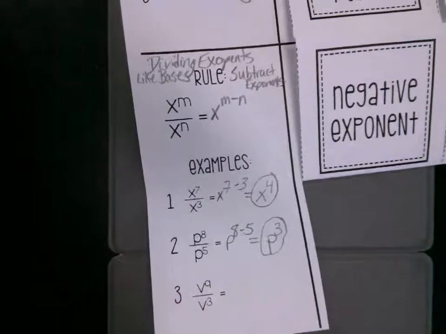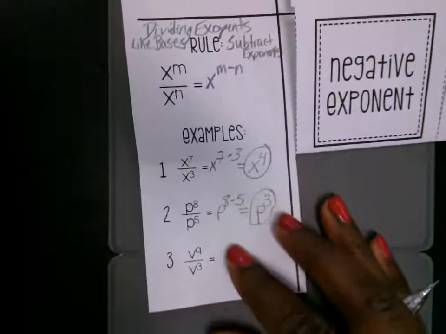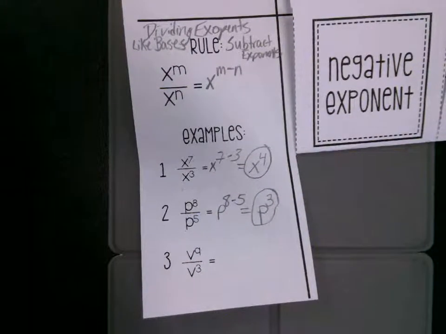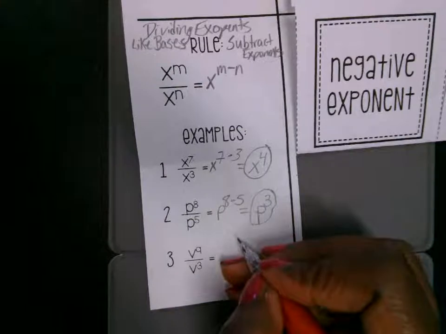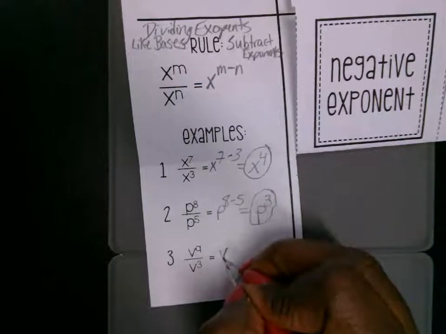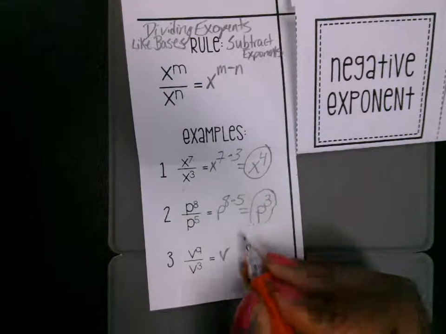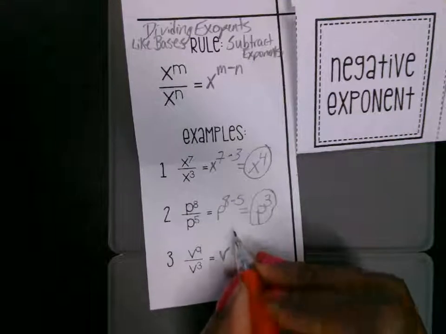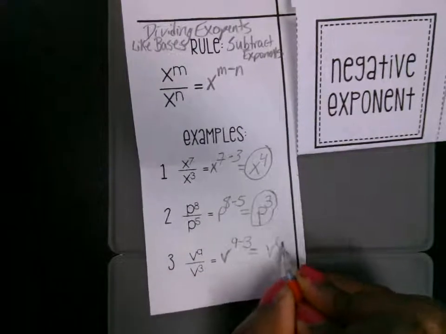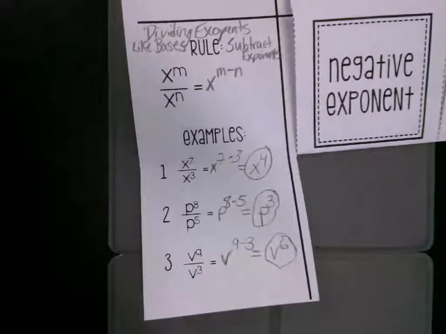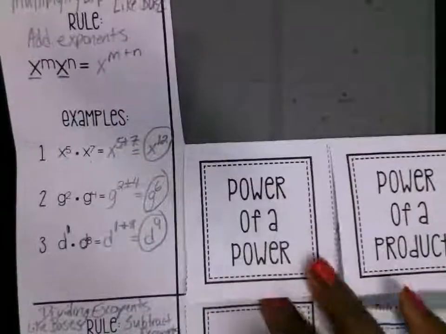See if you can do number 3 on your own. Let me bring it up a little bit so you can see it. What did we get as our answer for number 3? V to the 6th power. What did we say? The common base is V. What do we subtract? What minus what? 9 minus 3. And that gives us V to the 6th power. Great job. Any questions? All right, let's do power, exponent raised to another exponent.